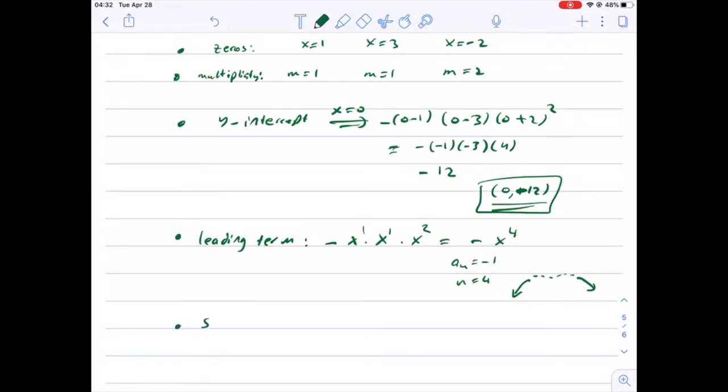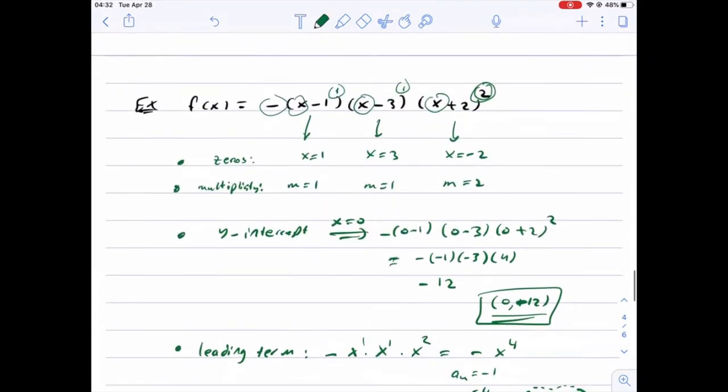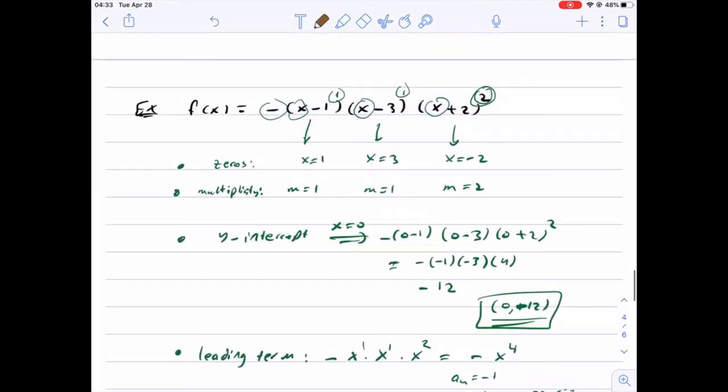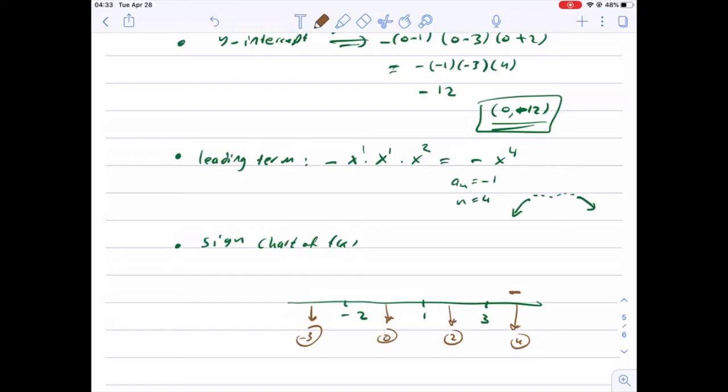Now we study the sign. We make a sign chart of f of x. So we put the zeros. The zeros are 1, 3, and -2. And then we choose some test values like 4 here, 2 here, 0 here, and -3. If we substitute 4, we get -(4 minus 1) is 3, 4 minus 3 is 1, 4 plus 2 is 6 squared, and that's negative. We don't need to worry about the value, but we need to worry about the sign. And similarly, we get positive here, negative here, and negative here.